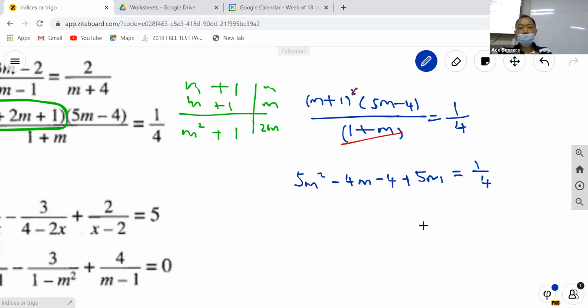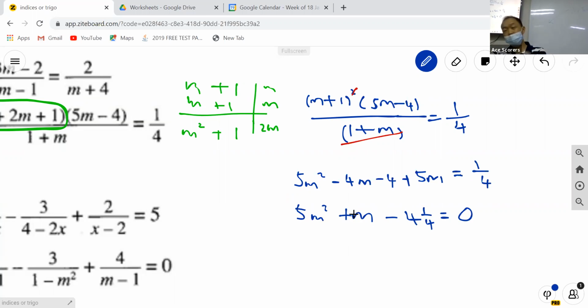Okay, can you see this part? So m times 5m squared minus 4. Why is it minus 4? Oh, this one times m minus 1. Then minus 4 plus 5 equals 1/4. So rearrange again. So I get 5m squared plus m, 1/4 comes as negative, so minus 4 and 1/4 equals 0.